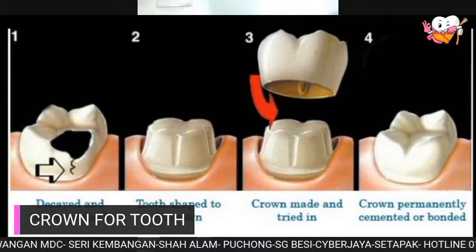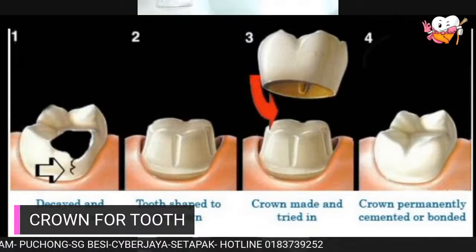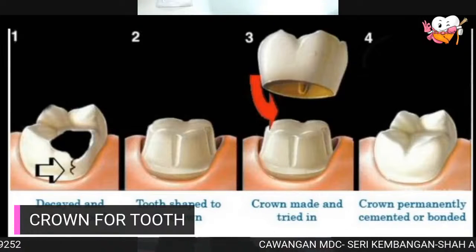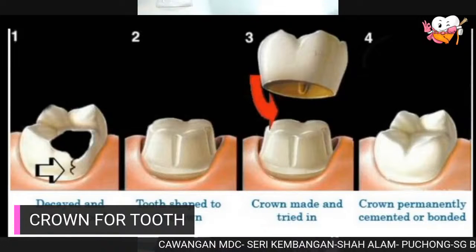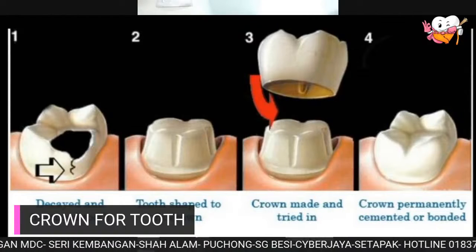And other than that, for some patients when their teeth are very yellow or stained, it's not white in color and they don't like the appearance of the tooth and they want to change it, you can actually place a crown on it. Next picture. Next picture, please.